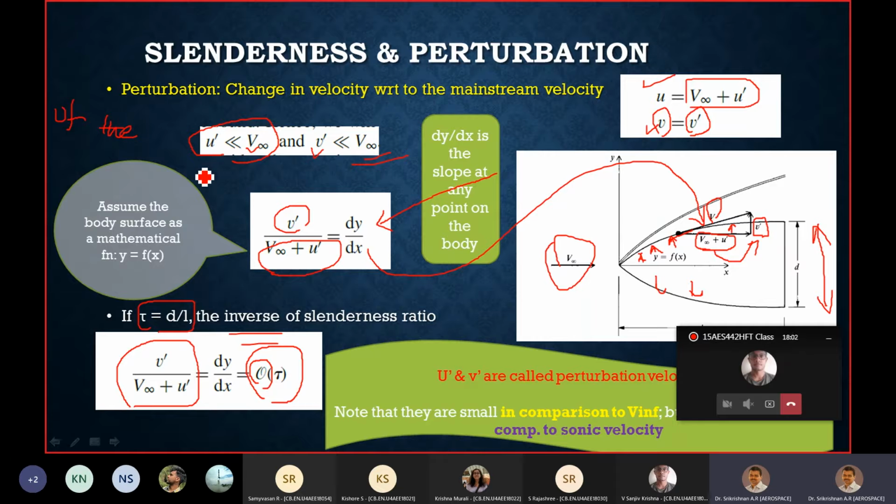So when you say dy by dx is of the order of tau, it only means that the values, the ranges that it falls in, are comparable, or rather within the same orders of magnitude. So this is what we are taking primarily from the discussion on this slide, that dy by dx can be of the order of tau, the inverse of slenderness ratio of the body. Shall I move forward, or should I clarify anything further on this slide?